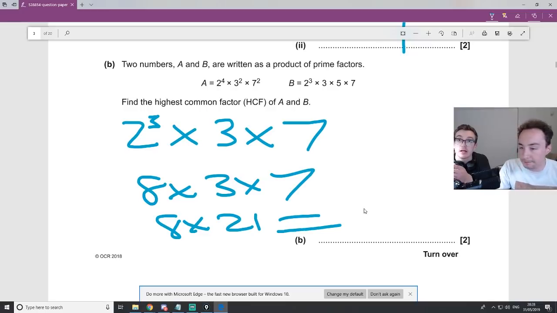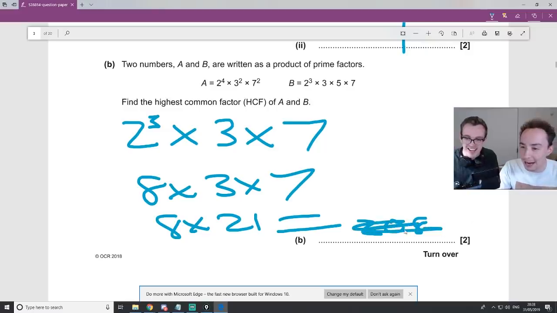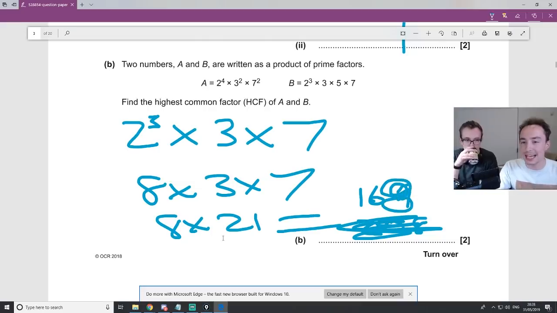Give me a second. 167? No, wait, that's not right either. Is it 168? I don't know. What is it? 168, yeah. 8 times 20 is 160. I was one off. They would have given me the marks.